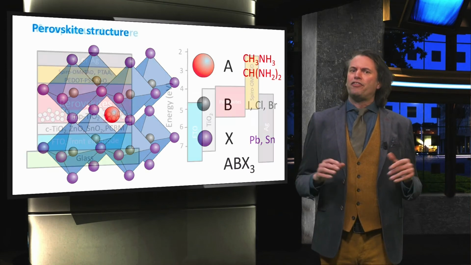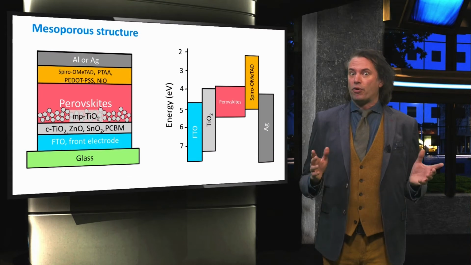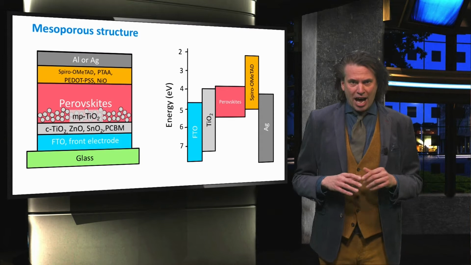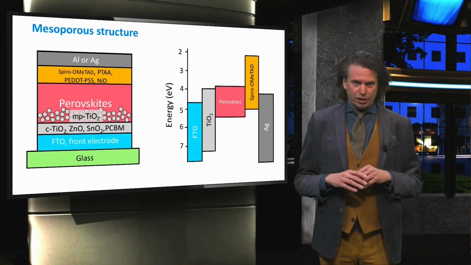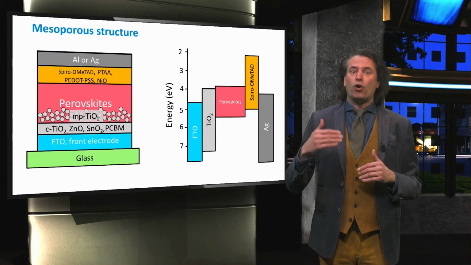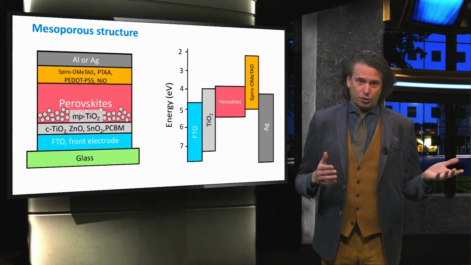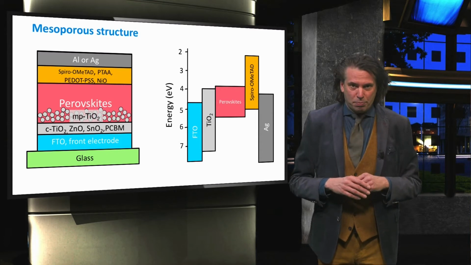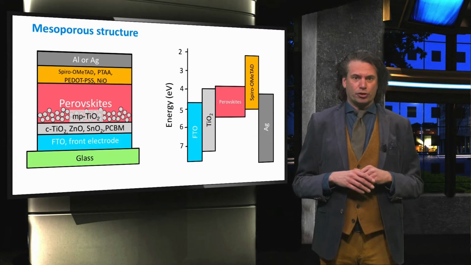The conventional device structure of a perovskite solar cell is the mesoporous cell structure, as shown here with its energy diagram. The perovskite absorber layer is sandwiched between a hole transport layer and an electron transport layer, generally titanium oxide nanoparticles in the mesoporous structure.